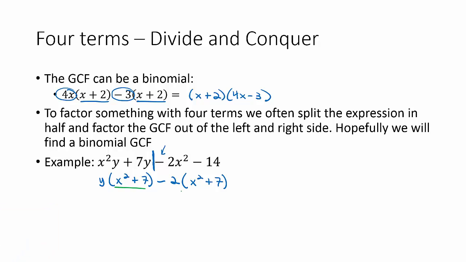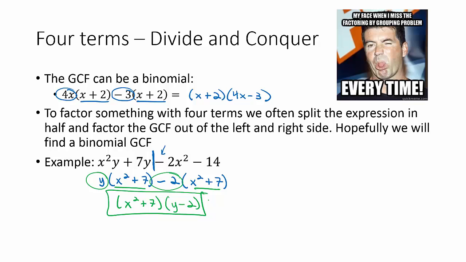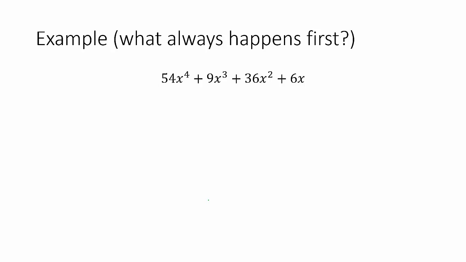Notice when we've done this, we do get that binomial GCF in common. We can factor out that x squared plus 7 to the front, and what's left is the y minus 2. Factoring by grouping is actually quite simple because it's just doing a GCF with two terms and then finding that binomial factor. So nobody's going to have to make this face when they miss the factoring problem every time. Four terms, factor by grouping. Four terms is the clue that we can use this method.